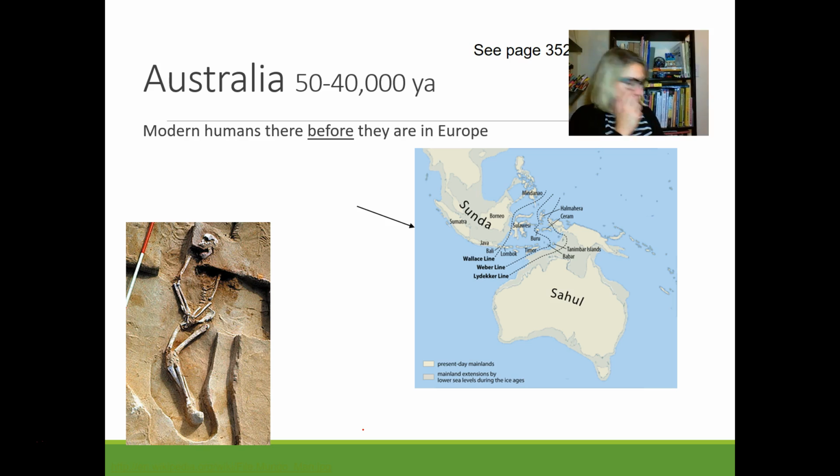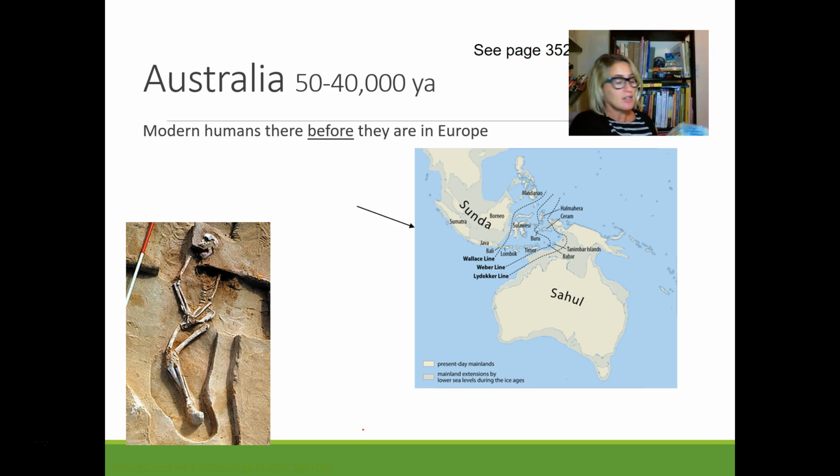Moving then further east, let me get my map again. Here we go. All the way over here, here's Indonesia. We next get to Australia. And this is very interesting. The remains in Australia for anatomically modern Homo sapiens date back to even earlier than those anatomically modern Homo sapien remains in Europe.